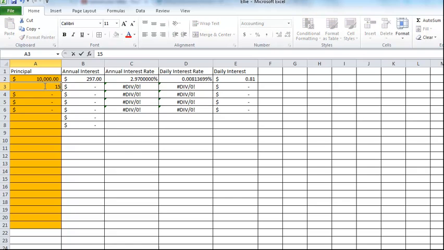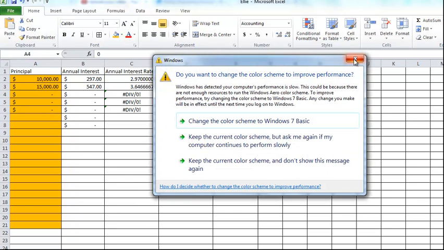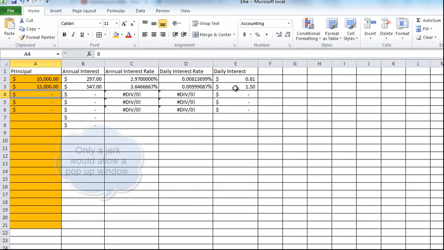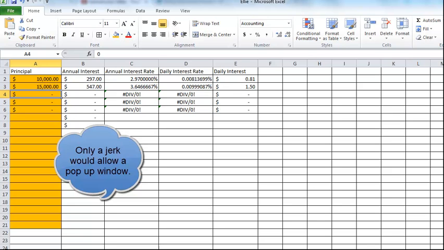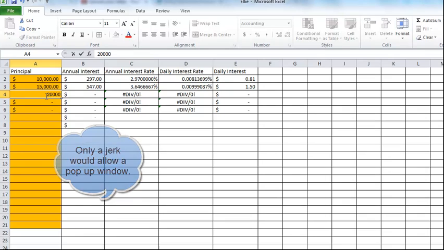So let's say that you have $15,000. You can earn $547 for the year. Annual interest rate, combining the two rates, is 3.65 approximately. Daily interest rate is this little guy right here. And the interest for the year is $5. Sorry for the pop-up window. Try something else like 20,000.